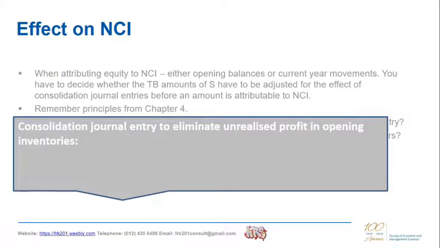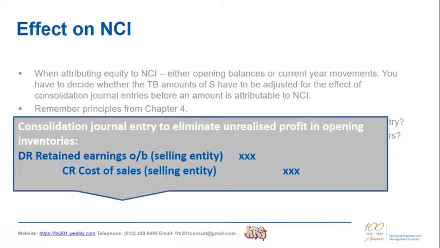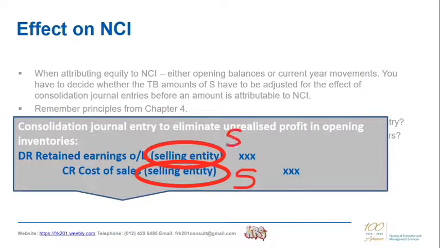The consolidation journal entry to eliminate unrealized profit in opening inventories. Does this journal entry change group profit? Yes, it does, because only the credit leg is a profit and loss account. Again, it is very important to know who the selling entity is. Only if the selling entity is S would you change the profit of S with the effect of this journal before calculating profit attributable to NCI.